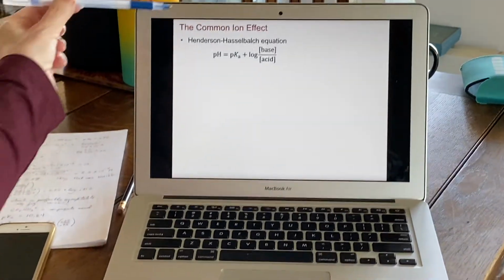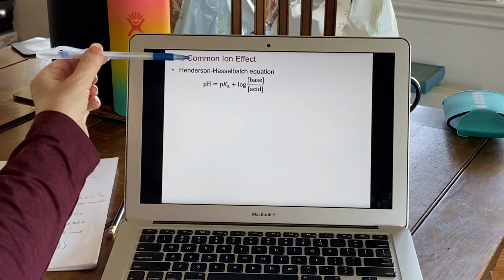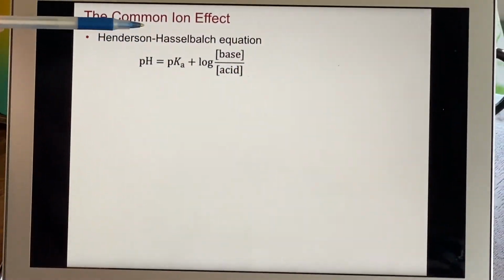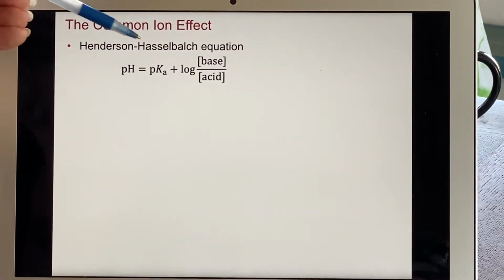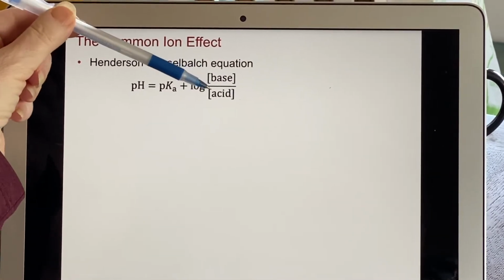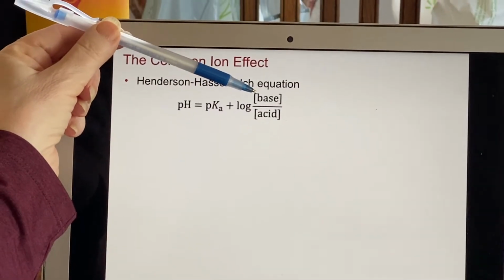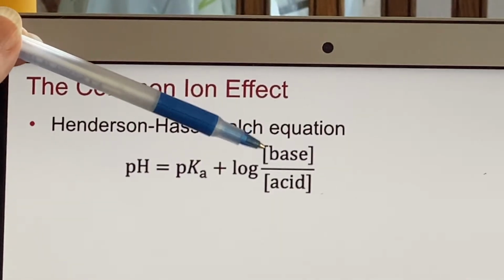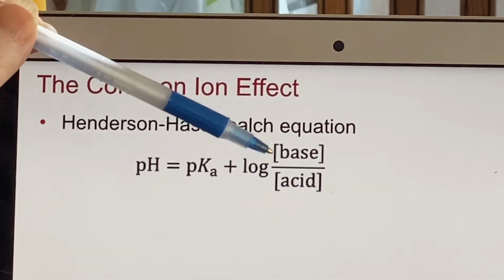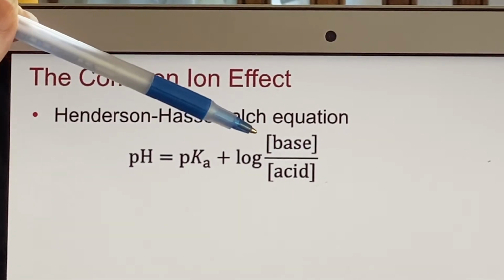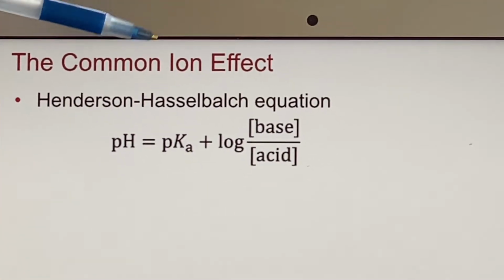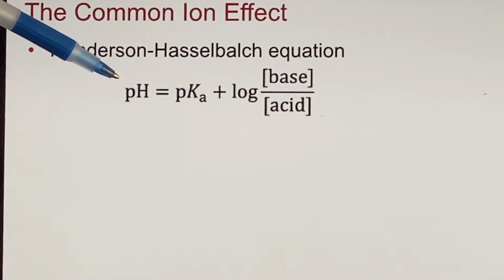So we have the common ion effect. When we have that, we can use the Henderson-Hasselbalch equation. It's always going to depend on the fact that you're working with an acid and its conjugate base. So when you're looking at these concentrations, you're going to be looking for a concentration of an acid and a concentration of its conjugate base. Then you'll be able to figure out the pH.